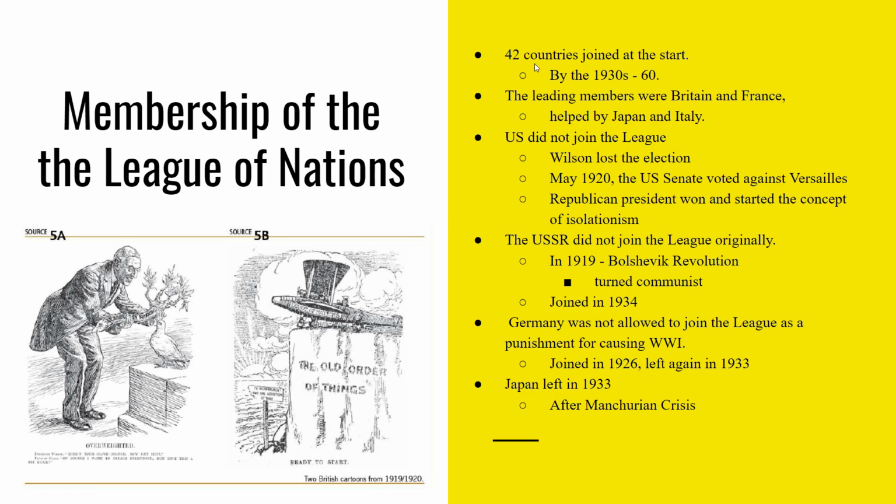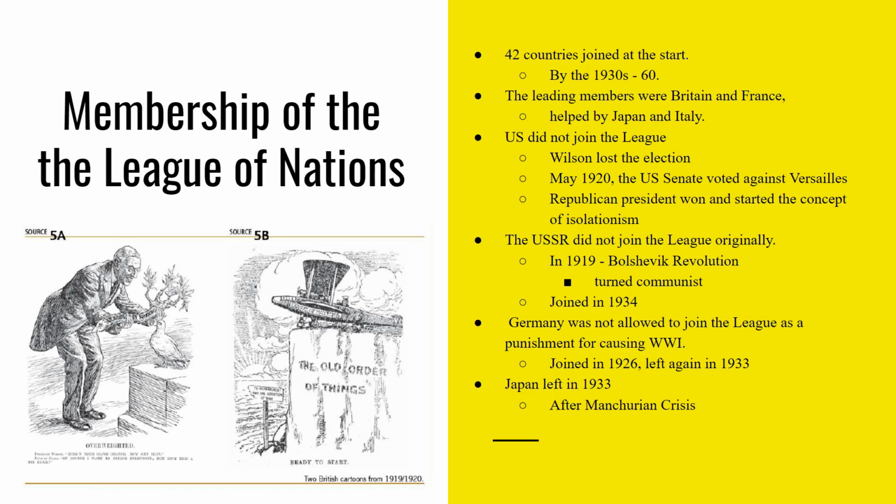Okay, so now let's take a look at who the members of the League of Nations are. We had 42 countries who joined at the start, and then by the 1930s there were 6 of them. Our leading members were Britain and France, surprise, surprise, and they were helped by Japan and Italy. So again, we've got our big three, Britain and France, and then we are helped by Germany and Italy, and occasionally in these political cartoons you see those 2 countries popping up. We'll discuss these 4 countries later. They become our permanent members. That'll happen later in the video.